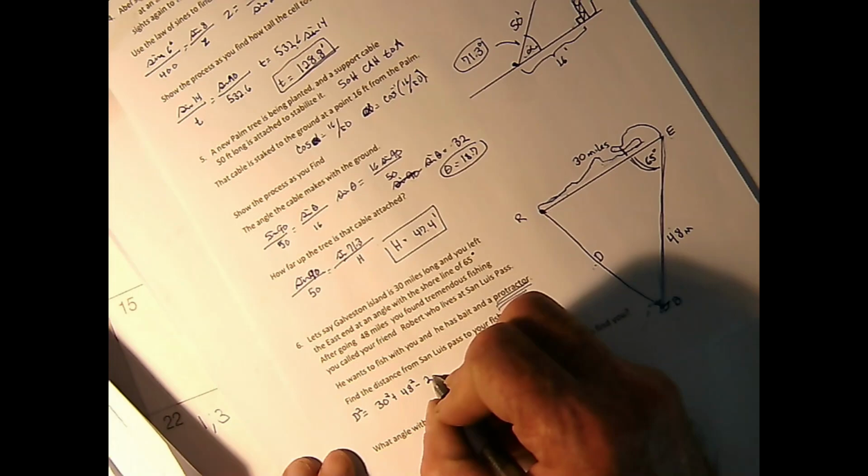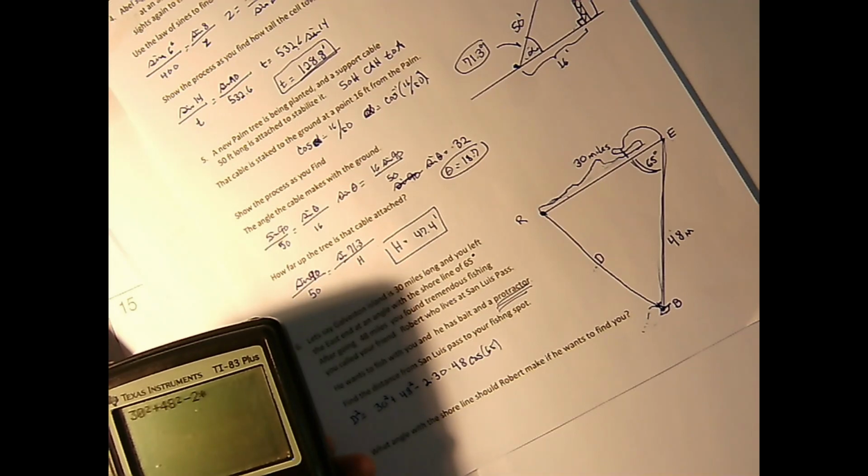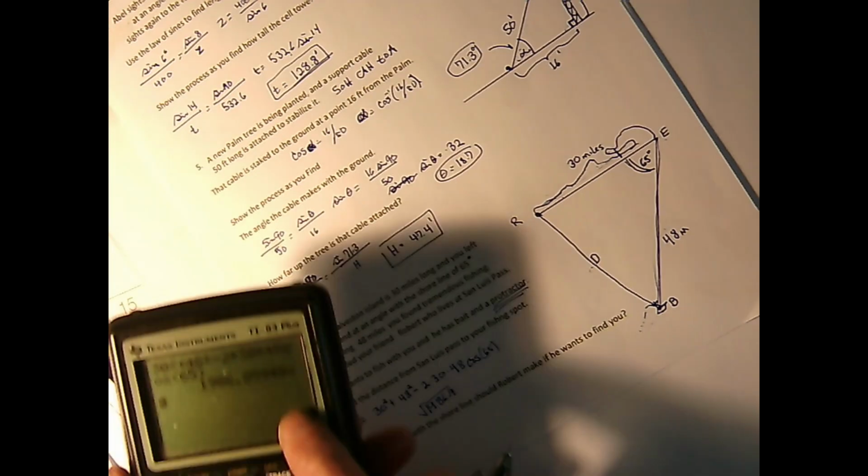Let's figure that one out. 30 squared plus 48 squared minus 2 times 30 times 48 times the cosine of 65. Yeah, that's all good. Square that. Man, that's the square of the answer. That is not the answer I expected. I should take the square root of 1986.9. I'll take the square root of that number right there on my calculator.